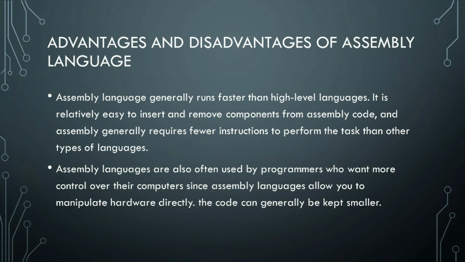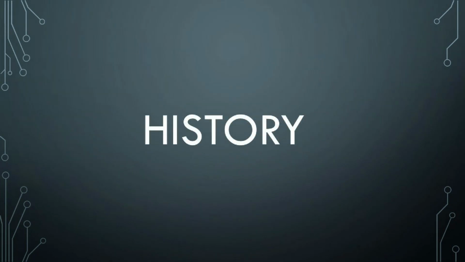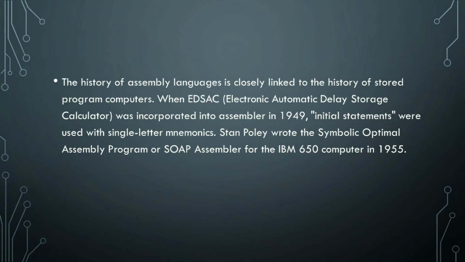Assembly language is also often used by programmers who want more control over their computers, since assembly language allows you to manipulate hardware directly. The code can generally be kept smaller. Assembly language has four types: reduced instruction set computer, digital signal processor, complex instruction set computer, and very long instruction word. History. The history of assembly languages is closely linked to the history of stored-program computers.